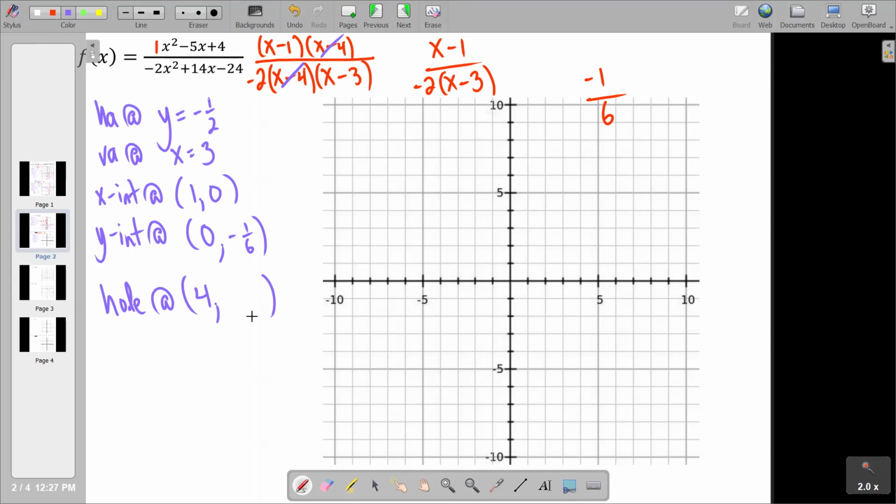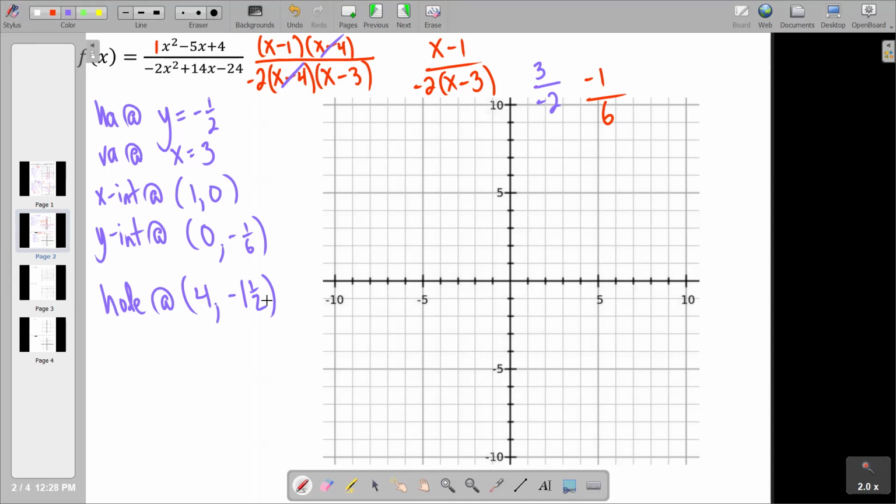And so if you put 4 in place of all the x's in the post-reduced one, you get 4 minus 1 is 3. 4 minus 3 is 1. -2 times 1 is -2. So that's at three halves. You could also call it -1.5 if you're into that kind of thing. I kind of like mixed numbers for places I have to go to.